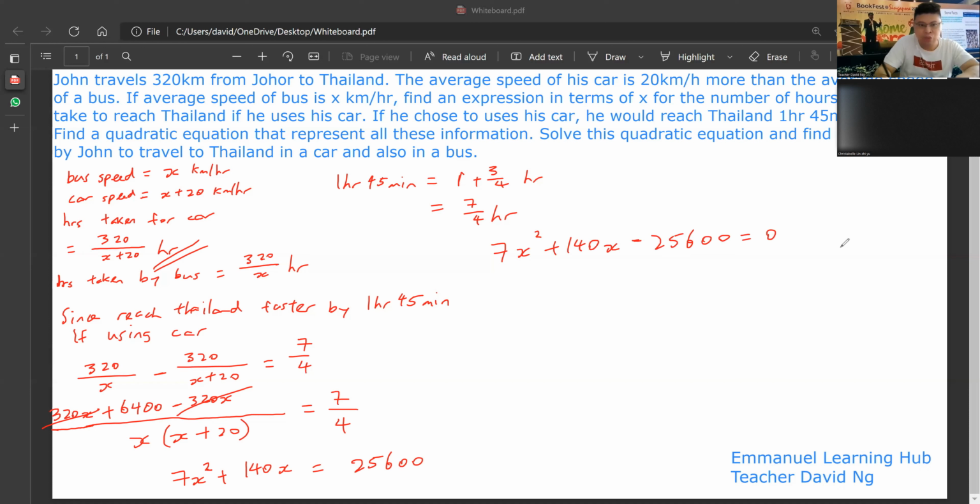You end up with this equation. So find quadratic equation. Okay, I found my quadratic equation. Then solve this quadratic equation.